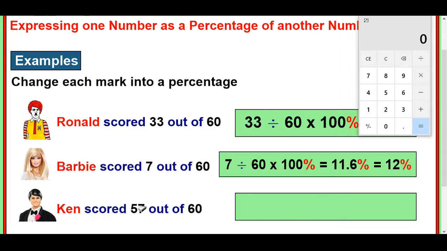And Ken, he did the best. He got 57 out of 60. So 57 divided by 60 times 100, you'll get an answer of 95%.